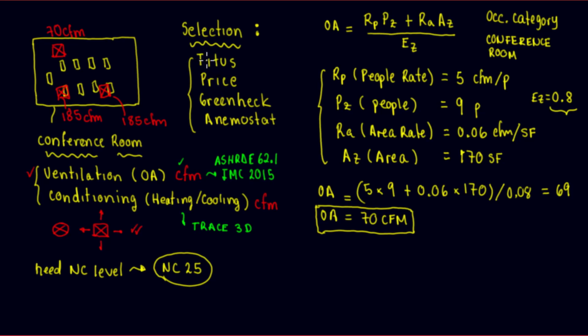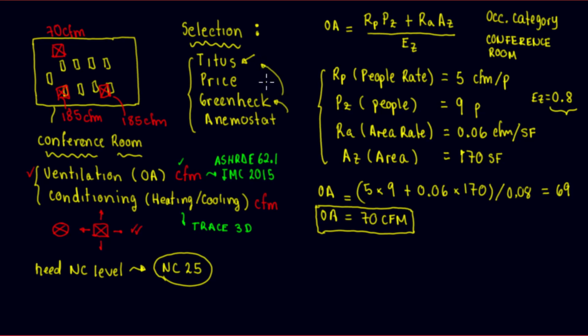So you have the ability to choose whichever Titus, Price, Greenheck, or Anemostat, and then once you present your set, the owner and the architect will decide which manufacturer they will go for. For example, if you do Titus, maybe the contractor plus the owner decide, no, we're just going to do Greenheck. So they have to match your basis of design type of thing.